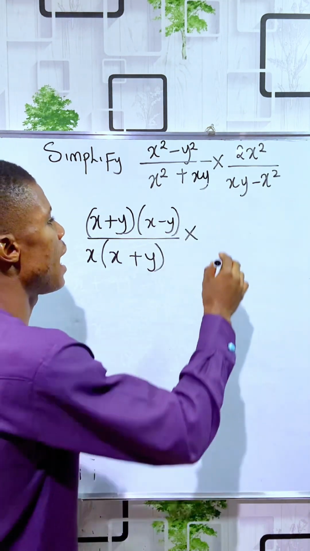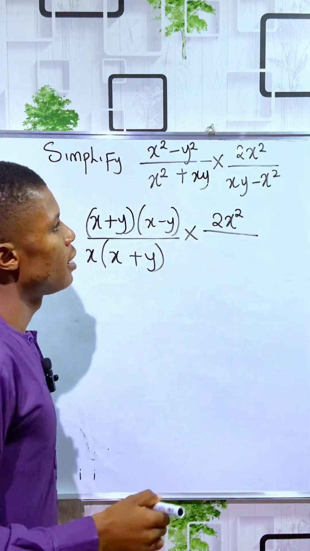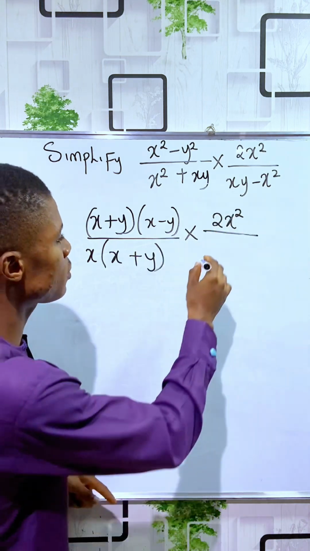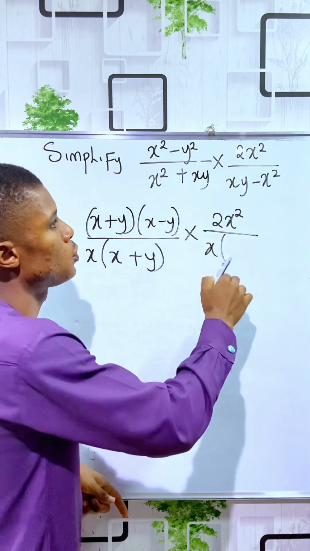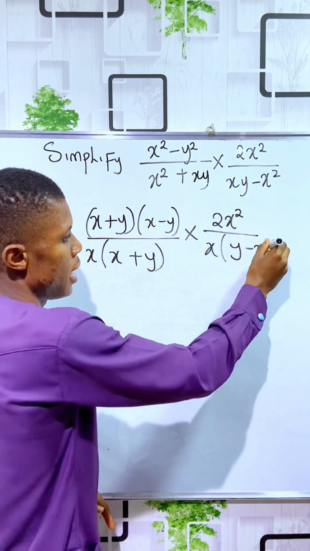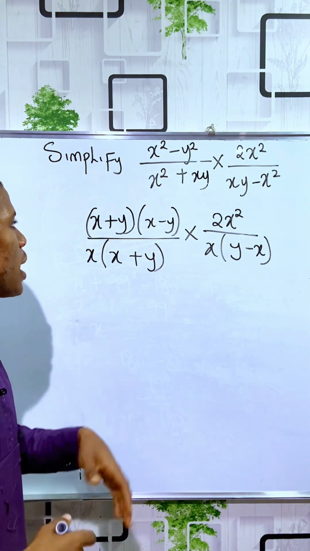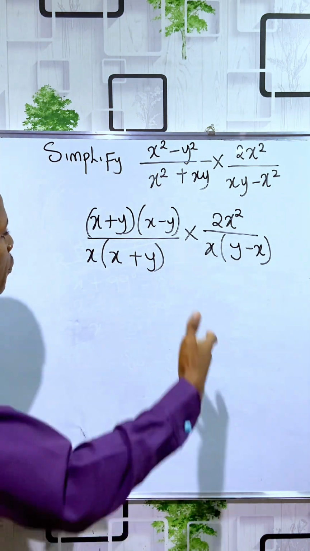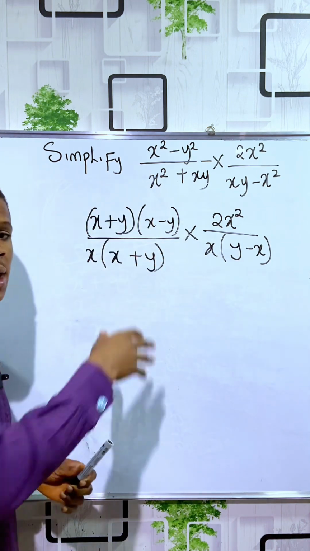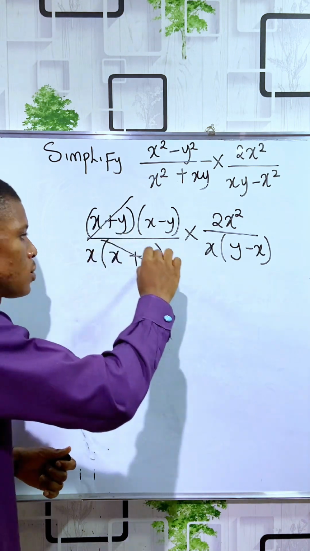At this place, I have 2x squared over, if you look at this one again, x is also common. I can factor out x. I'm left with y minus x, since I'm factoring out x. So at this place, we can now cancel out. If you look at the first one, x plus y is at the numerator and x plus y is at the denominator. I can now cancel out x plus y and cancel out x plus y.